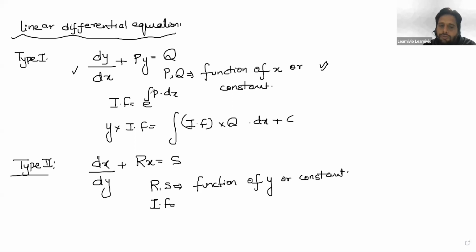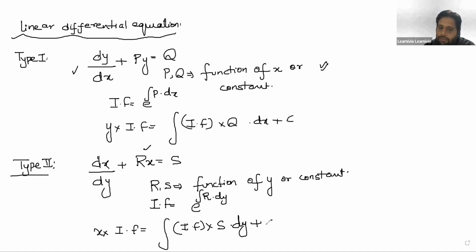Now, here, what is this? Integral p dx. So here we have integral, in place of p, we have r. Now the r is function of y, so we will write dy. Now here you have y into integrating factor, so here you will get x into integrating factor, equal to integral integrating factor into, in place of q, you have s dy plus c. Okay. So we have to do type 2 also. Please note down this. Raise your hands once it is done. Then we will start the question.